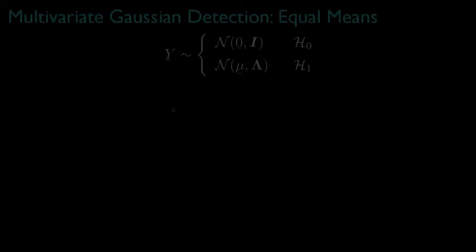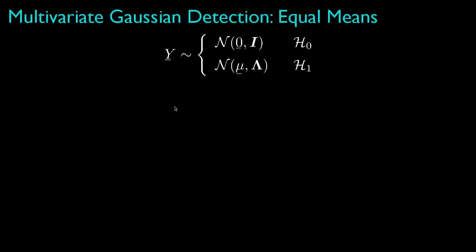In this lesson, we'll consider the multivariate Gaussian hypothesis test for the special case when the means are equal, and we'll outline an approach for evaluating the corresponding receiver operating characteristic. Well, in our previous lesson, we showed that all multivariate Gaussian hypothesis tests can be pre-processed so that the data have zero mean and an identity covariance for hypothesis 0, and are uncorrelated with a diagonal covariance for hypothesis 1.